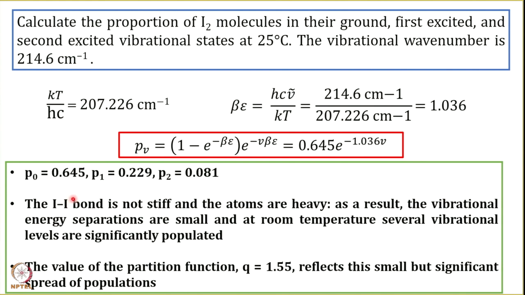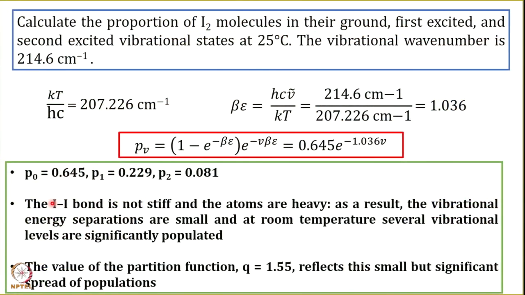The given example is for iodine. Iodine has an I-I bond. The I-I bond is not stiff because the atoms are very heavy. And from the knowledge of vibrational spectroscopy, you can connect with that result that for this type of molecules, where the bond is not stiff and atoms are heavy, the vibrational energy separations are small. And at room temperature, several vibrational energy levels are significantly populated.